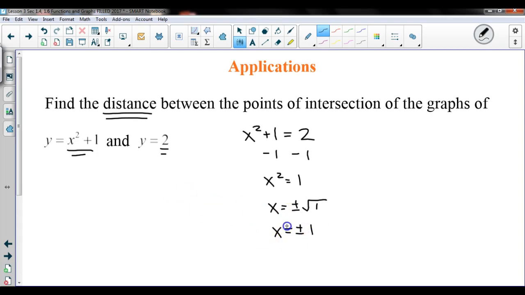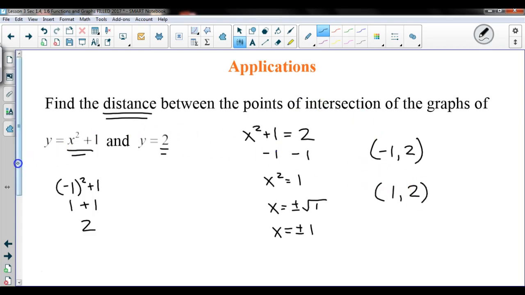Okay, so how did that help me? When x is negative 1, y is 2. You know how I can verify that? I can plug it in right here. Negative 1 squared plus 1 is 1 plus 1, which is 2. So here's one of my points of intersection. Your answers are always points, okay? The other one is (1, 2).